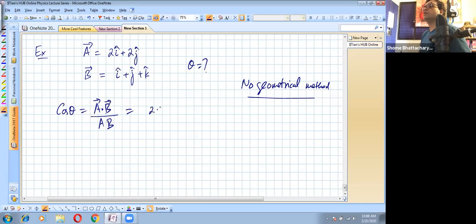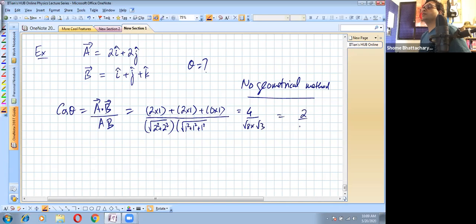Now again, A dot B you can see is 2 into 1 plus 2 into 1 plus 0 into 1. So that's how much? 2 plus 2, 4. And mod A is square root of 2 square plus 2 square. And mod B is square root of 1 square plus 1 square plus 1 square. So this becomes root of 8 into root of 3. So this will become 2 by root 6 or square root of 2 by 3.